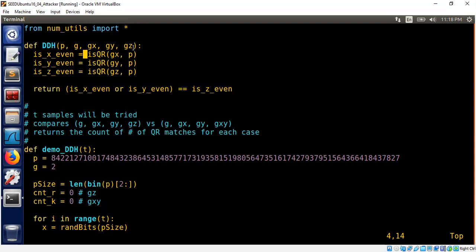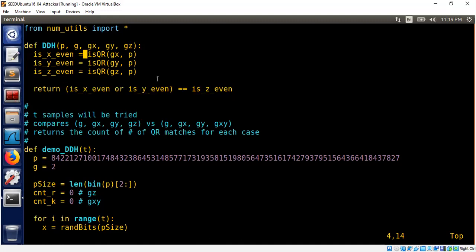So let's assume G power Z is, for a moment, G power XY. In that case, if either of G power X or G power Y is a quadratic residue, then we know for sure this one will also be a quadratic residue. If both G power X and G power Y are not quadratic residues, then we know for sure G power Z, when it is G power XY, cannot be a quadratic residue. That means we can formalize it as follows: if X is an even number or Y is an even number, we return whether Z is also an even number or not. That's what I am checking here.